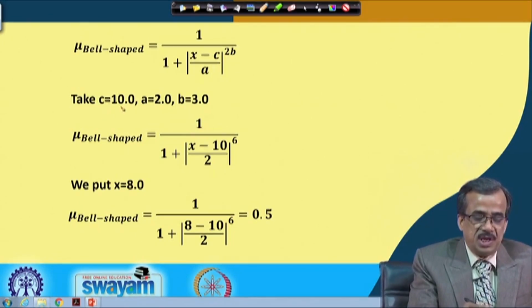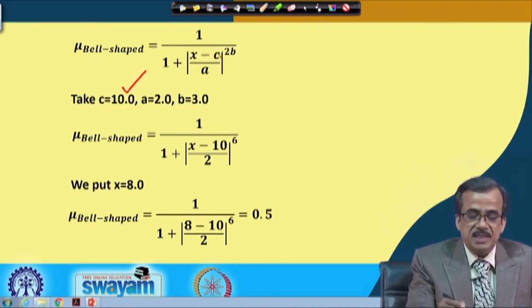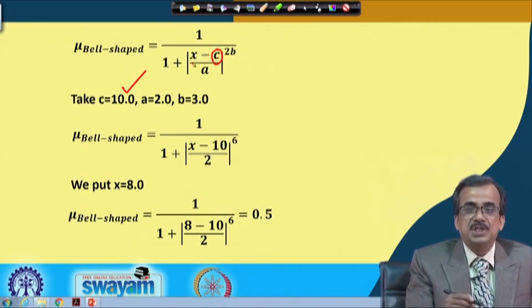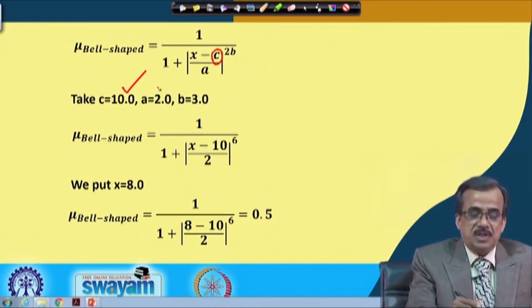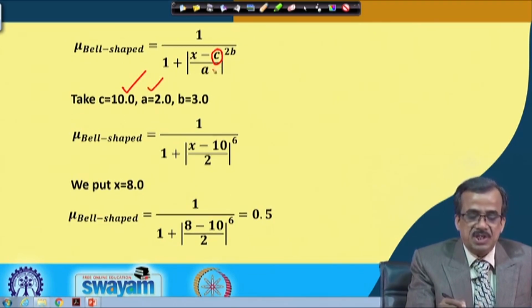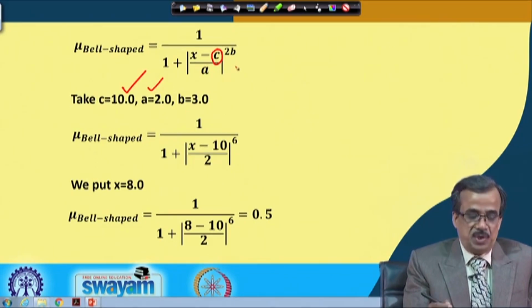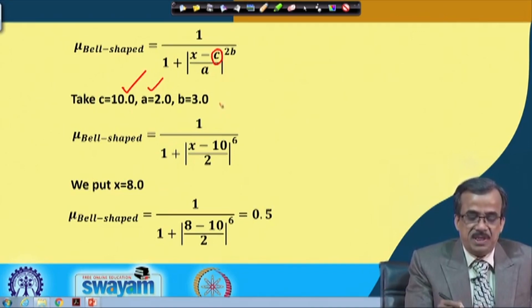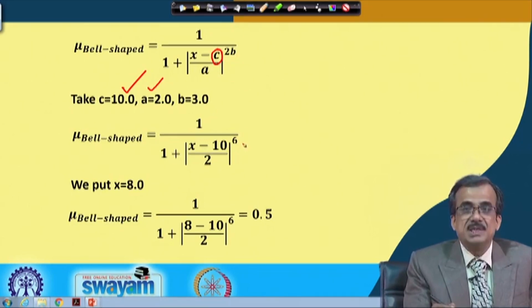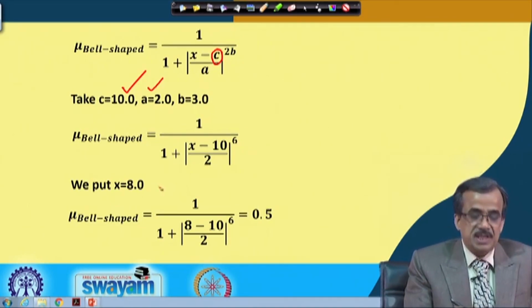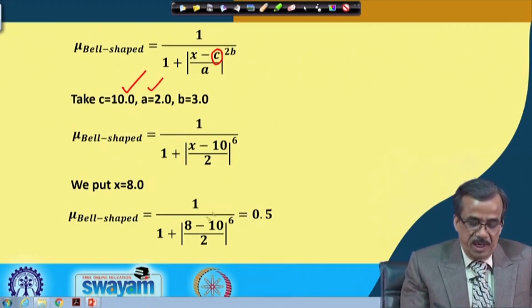Now, here we take c equals 10.0, which is nothing but the center of this distribution. A indicates the spread of this distribution, and let me consider a equal to say 2.0, and b is 3.0, which we have assumed. Now, mu bell shaped is nothing but 1 divided by 1 plus ((x minus 10) divided by 2) raised to the power 2b, that is 6, where c is 10 and a is 2. And if we put x equals 8.0, you will be able to find out.